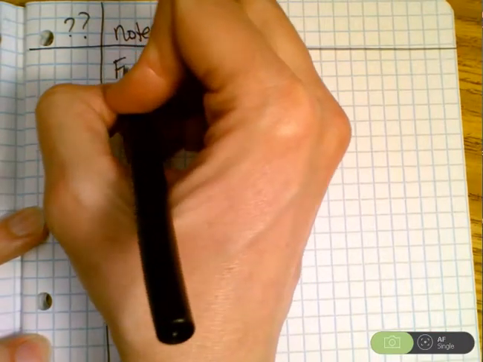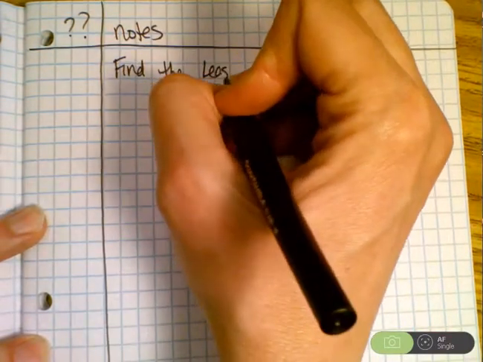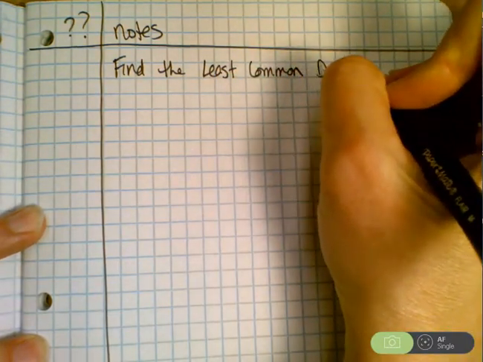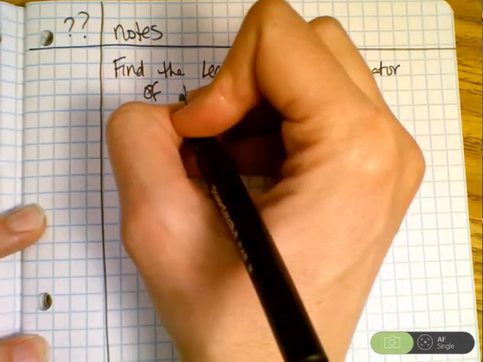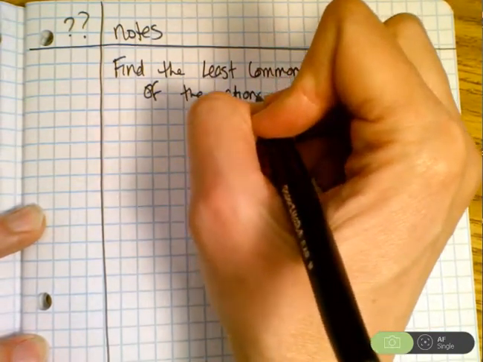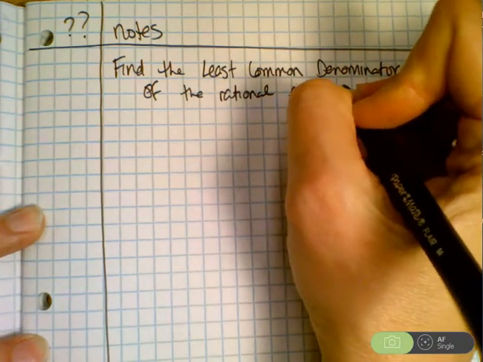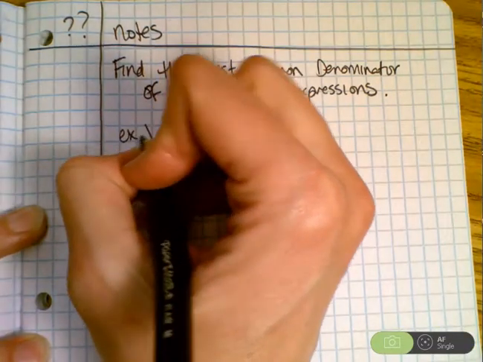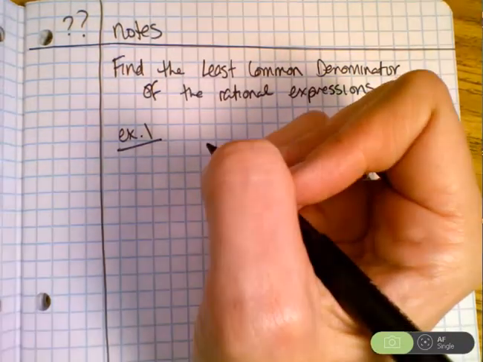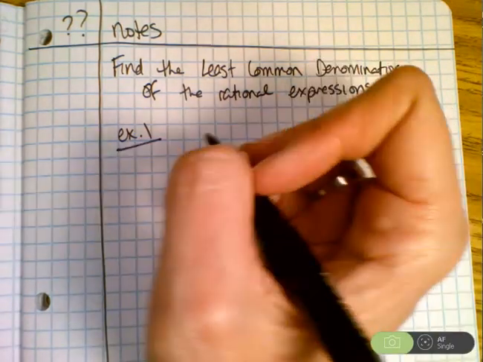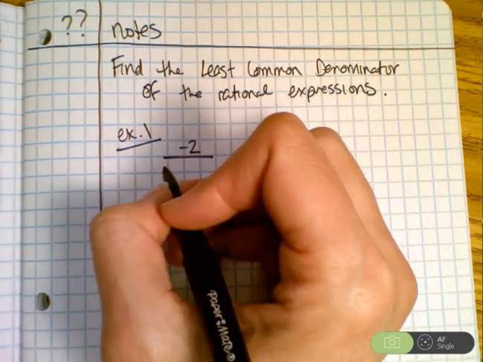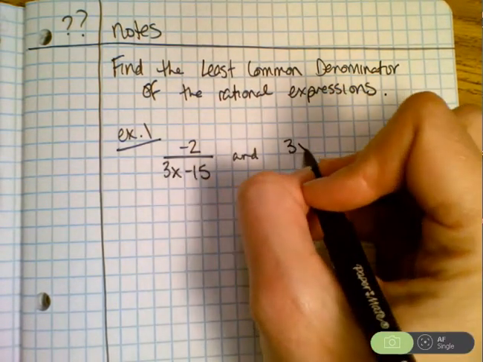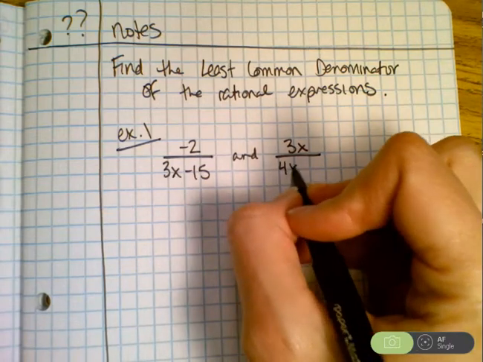Find the least common denominator of the rational expressions. So example 1, and you're always going to have a couple of rational expressions in these. I'm going to do some examples with just 2, just to keep it simple. So our first expression is -2 over 3x minus 15, and our second expression is 3x over 4x minus 20.